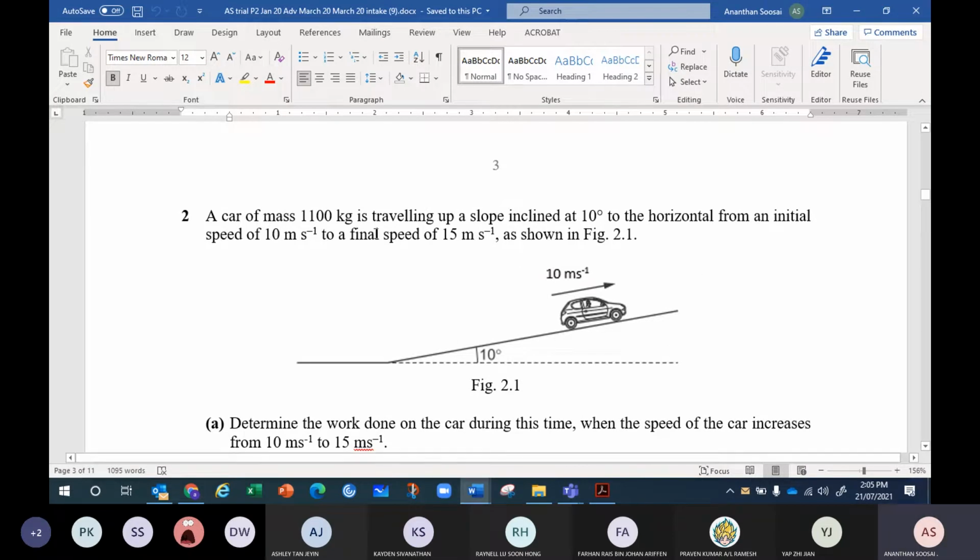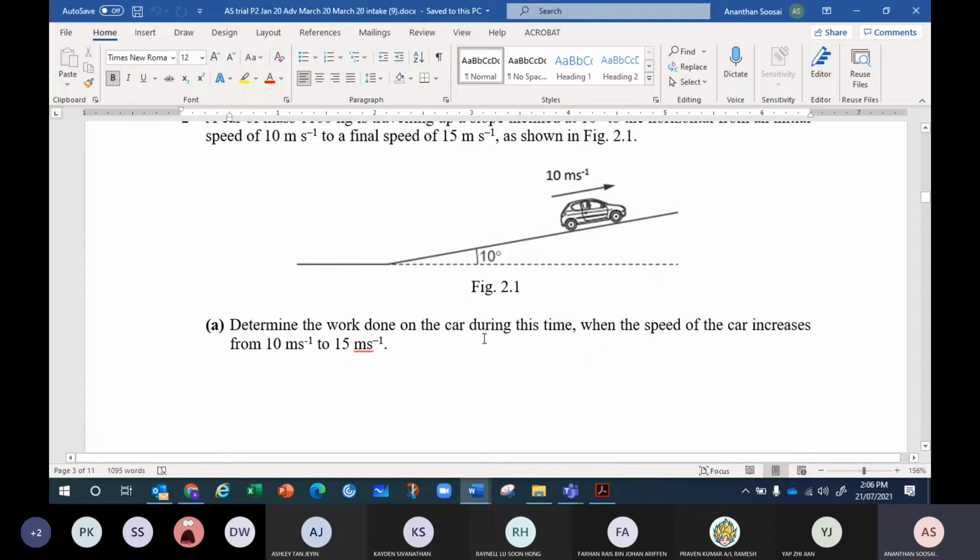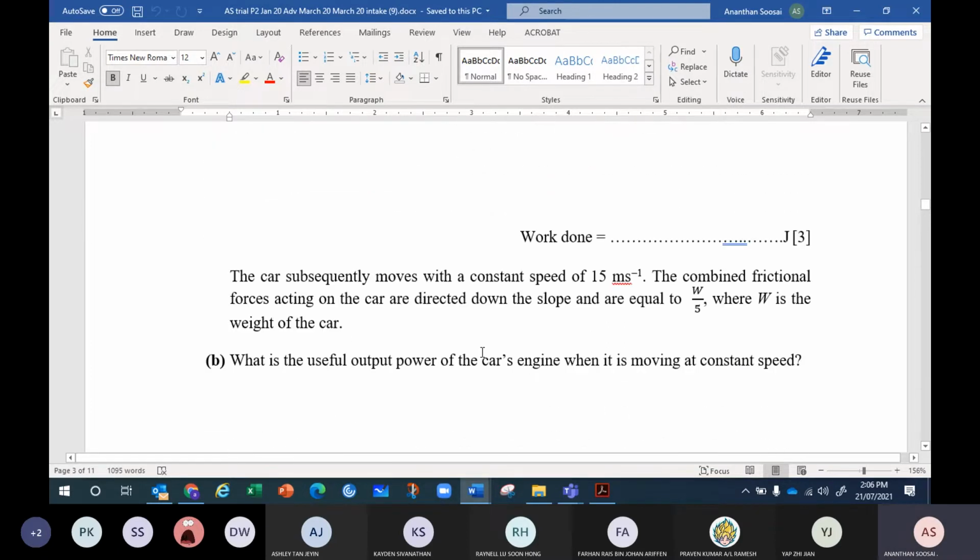So a car of mass 1,100 kilograms is traveling up a slope inclined at 10 degrees to the horizontal, from an initial speed of 10 meters per second to a final speed of 15. Determine the work done on the car during this time when the speed of the car increases. Okay, this is fine. B: what is the useful output power of the car engine when it's moving at a constant speed?